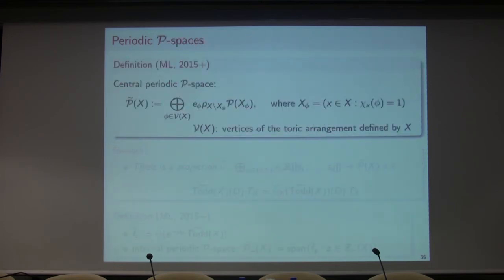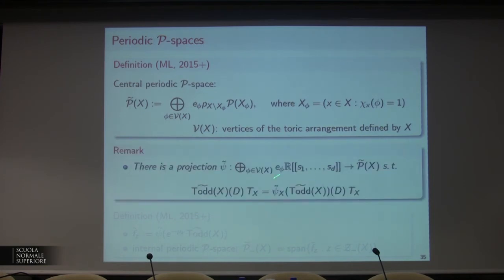Yeah, then again, this operator is too long and I want to project it to the shorter, relevant part. And this is where this central periodic P space comes in, which is a direct sum over the vertices of the toric arrangement. And then here we have some local P space, which again is defined by the list of vectors with character defined by the vertex. And then we multiply by some polynomial and some periodic function, which gives us an element of the circle S1 for each lattice point.